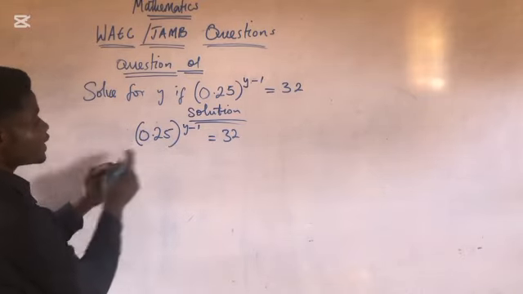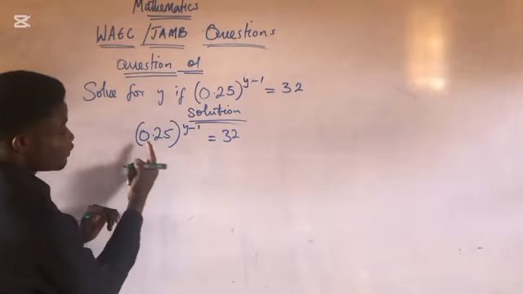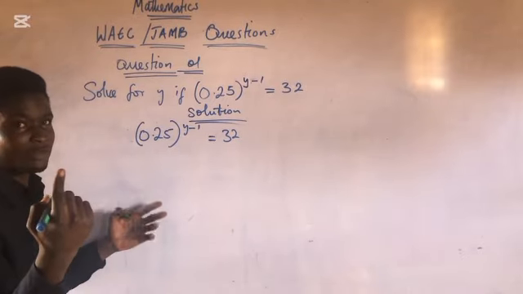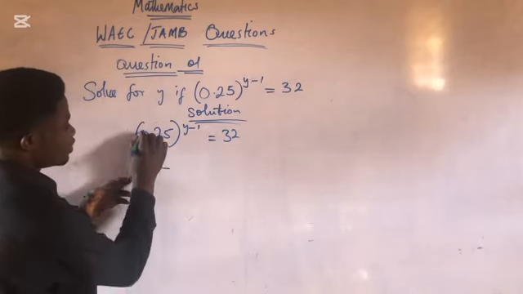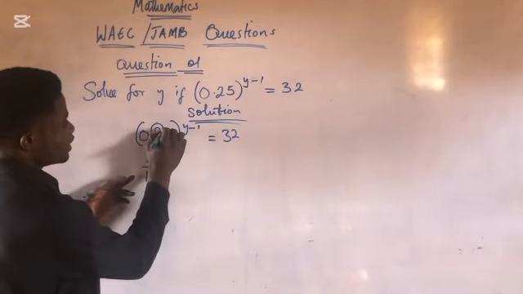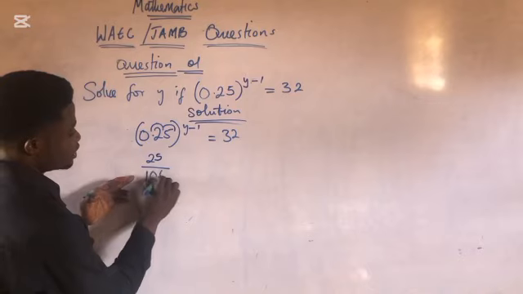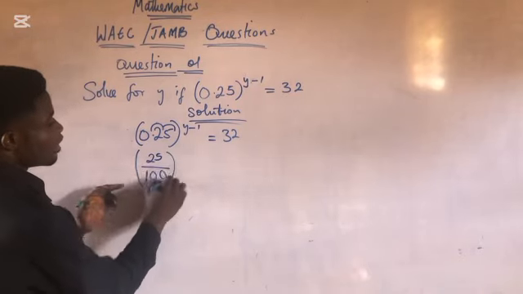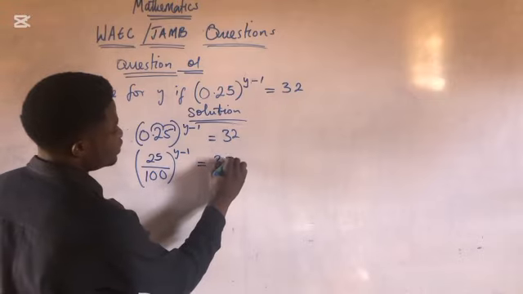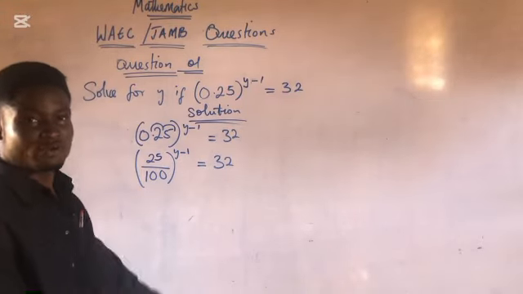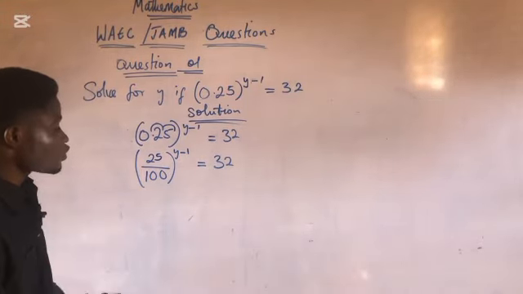So what next thing now? I have to remove the decimal and write it as a fraction. It's going to give us 25 over 100, and all of them are now raised to the power y minus 1 to give you 32. Very good. That's the first step already.